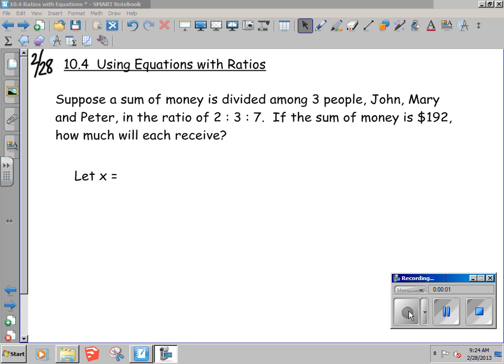Today's lesson is on learning how to use variables with ratios, and I think that you will enjoy it.